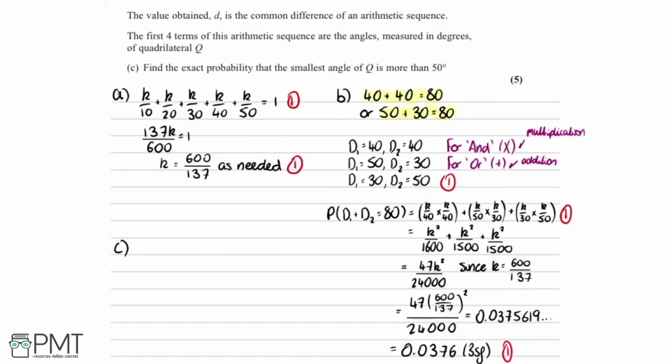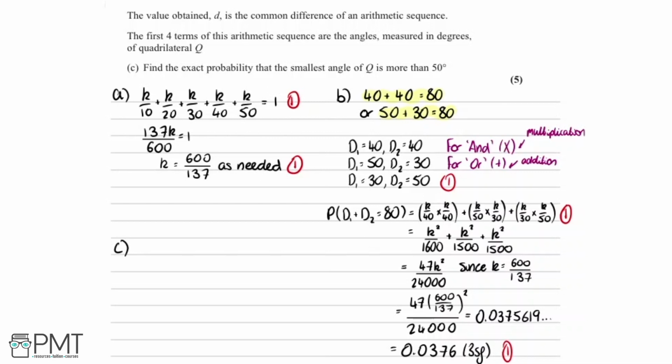So lastly, look at part C. We see the value obtained, D, is the common difference of an arithmetic sequence. The first 4 terms of this arithmetic sequence are the angles measured in degrees of the quadrilateral Q. And we need to find the exact probability that the smallest angle of Q is more than 50 degrees, and this is for 5 marks.